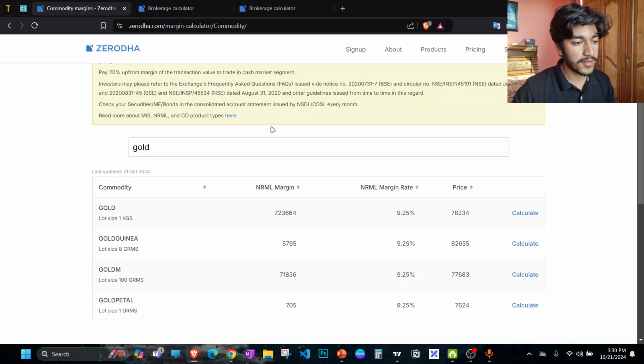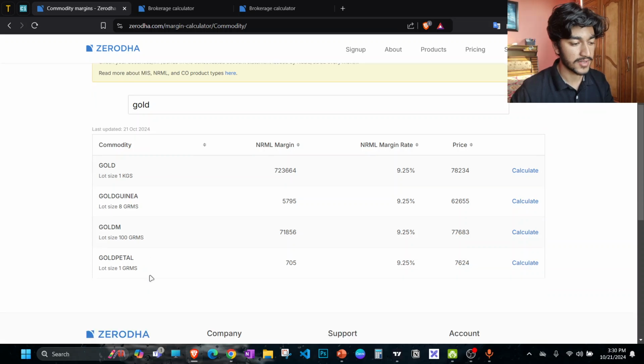The difference will come in the profit and loss statement. Because there are different sizes of gold, let's say you want to trade a smaller quantity, like the Gold Guinea, the margin requirement is just 5795. Or you want to trade something a bit larger than that but smaller than the overall gold contract, so the Gold Mini is available, where the margin requirement is 71856. Or the Gold Petal, which is even smaller than Guinea, where the margin requirement is just 705 rupees. The difference comes in the PNL.